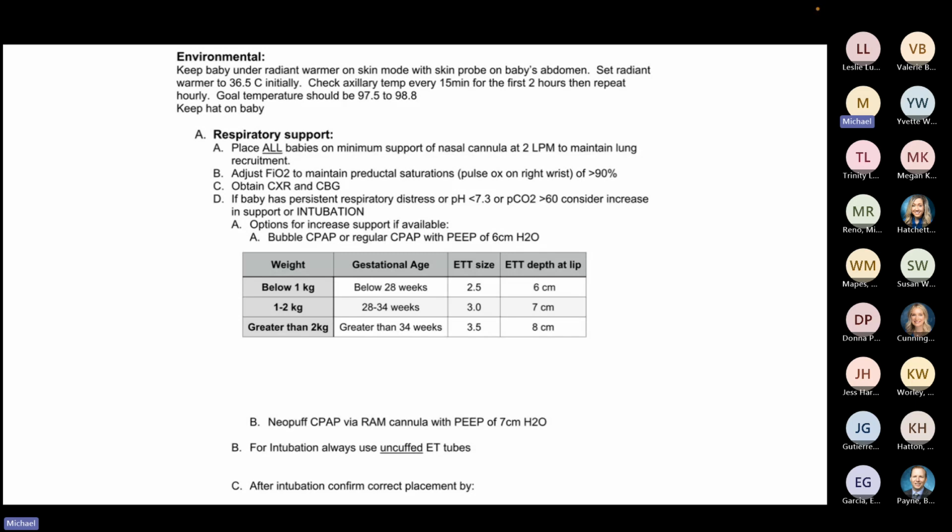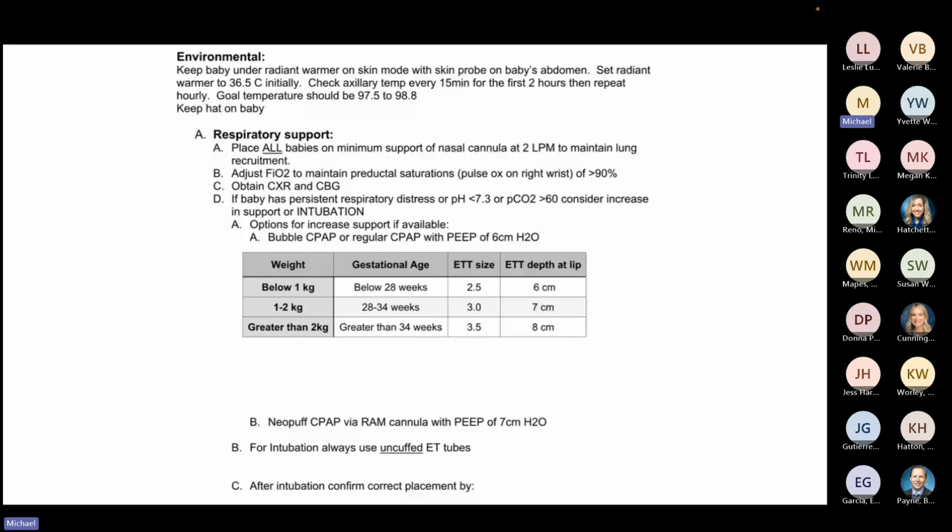So options for increasing support are bubble CPAP, more liters on high flow if that's available at your center, or if you're already on that, intubation. For intubation, we always recommend using uncuffed ET tubes, and we listed the ET tube size and depth here in a nice chart to keep for reference.